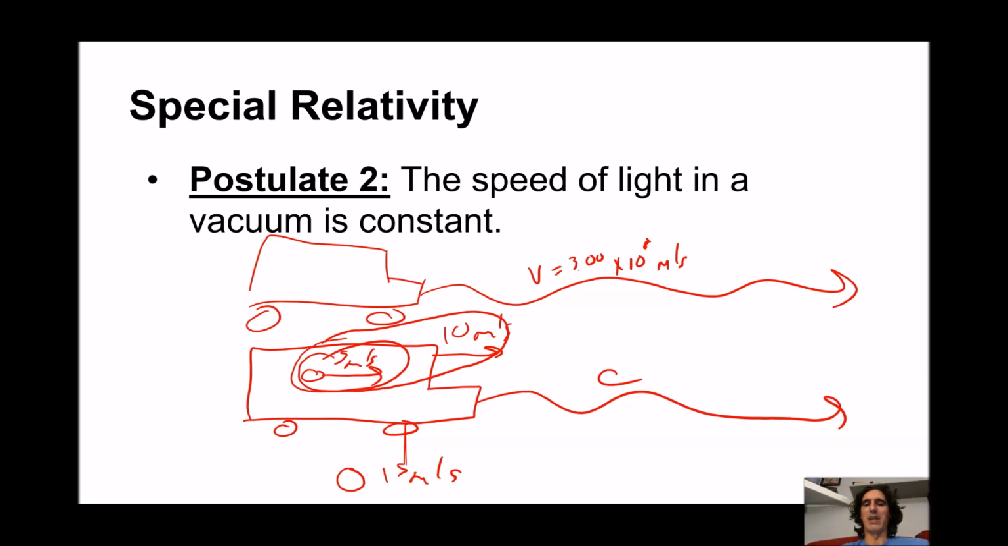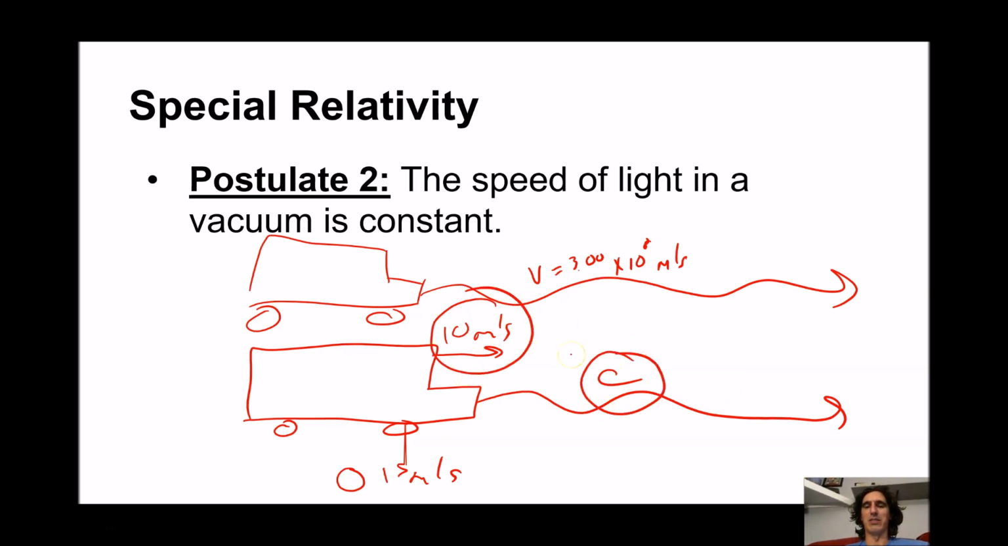Light travels at a constant speed no matter what object is moving with it. So if the car is moving at 10 meters per second and the speed of light is 3 times 10 to the 8th meters per second, the net speed is not the addition of the car and the speed of light. It's not the sum of these two. The speed of light is going to be constant at 3 times 10 to the 8th meters per second, even though the car is moving forwards with it.